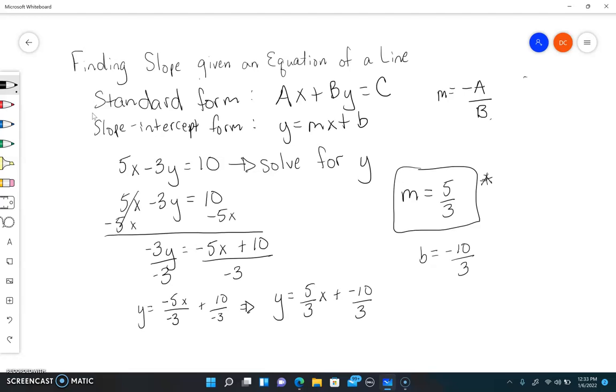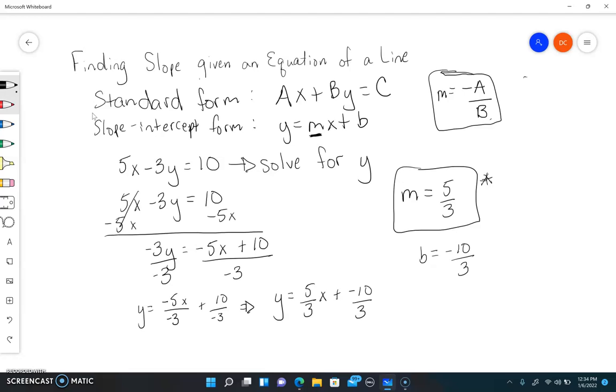So I just wanted to show you that when you are given the slope-intercept form, right? The coefficient of your x is your slope. When you're given your standard form, it's this formula, negative a over b. But if you can't remember that, then you can always convert your equation from standard form into slope-intercept form. And then remember that just your slope is the coefficient of your x right here. Okay. And yeah, so that's finding the slope given an equation of a line.